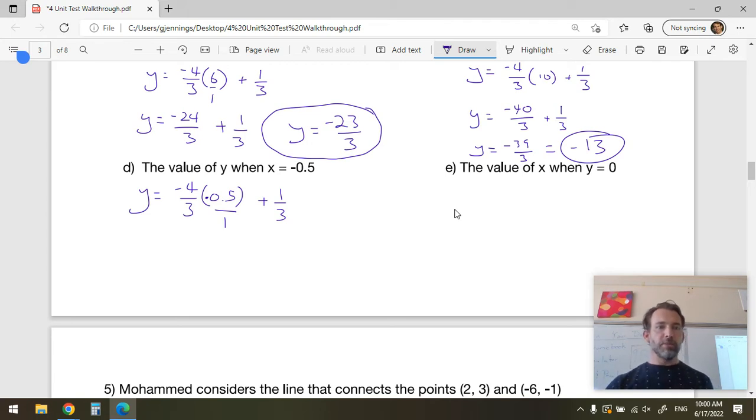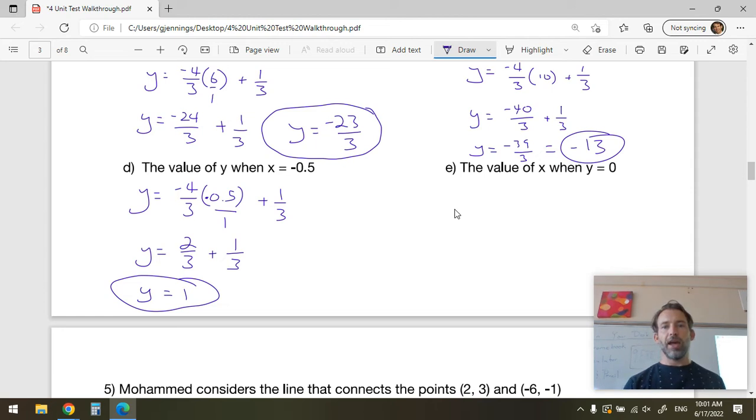So 4 times 0.5 will give you 2. Negative 4 times negative 0.5 will also give you 2 because the negatives cancel. So this is 2 over 3 plus 1 over 3. Y is equal to 2 over 3 plus 1 over 3. 2/3 plus 1/3 will give you 3/3. Y is equal to 1.